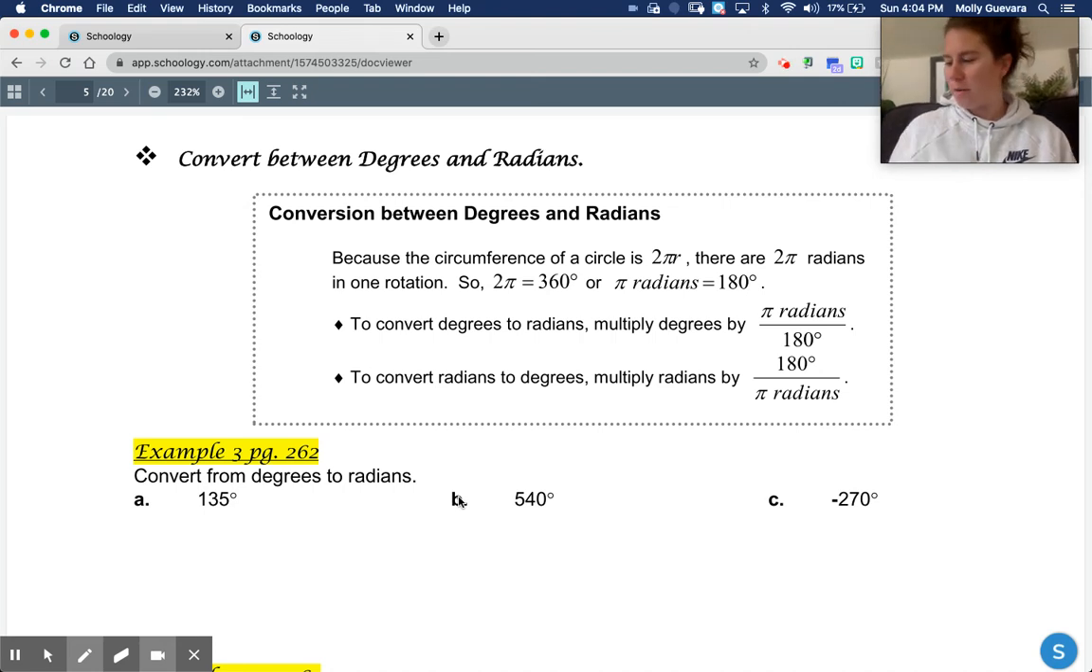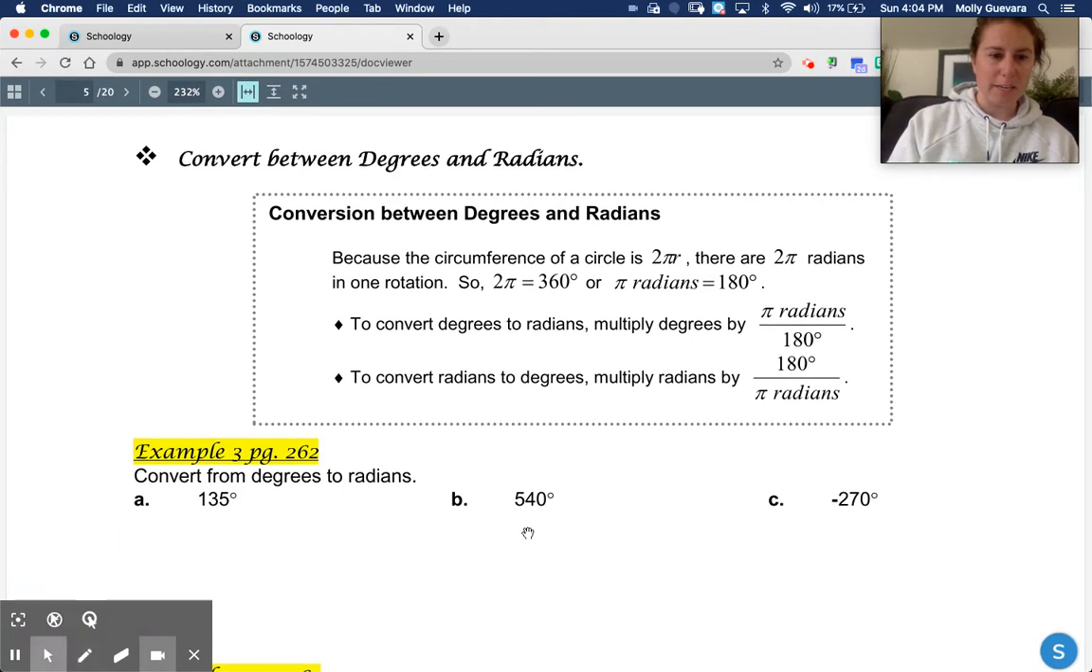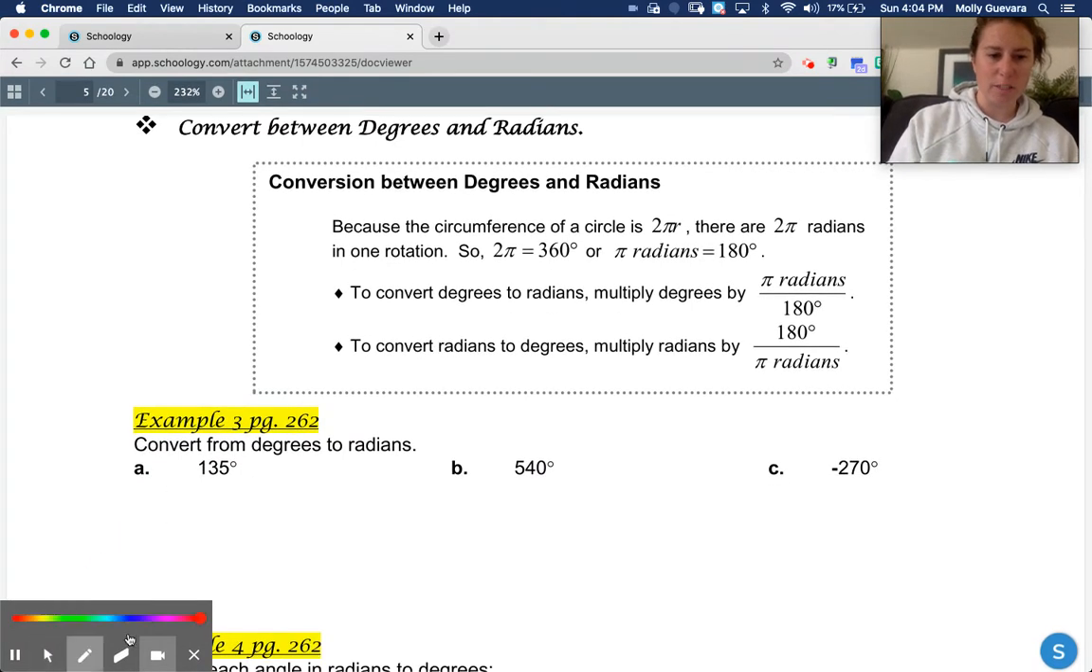All right, so welcome back. We're going to finish 4.1 here. The first thing we're going to look at is how do you convert between degrees and radians. This should be fairly straightforward and simple.